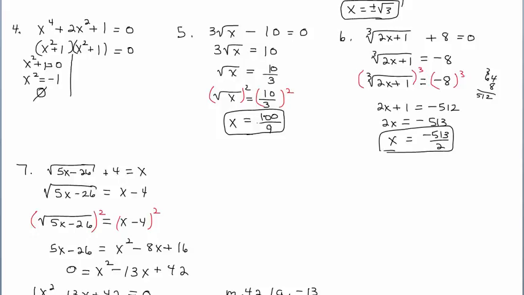Okay, this one right here, if I were to plug in this solution and square root it, I'd get 10 over 3, and the 3's would cancel, and I'd have 10 minus 10, which is 0. So, yep, those did check.